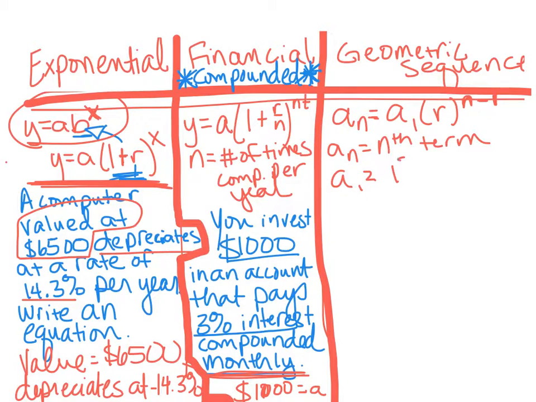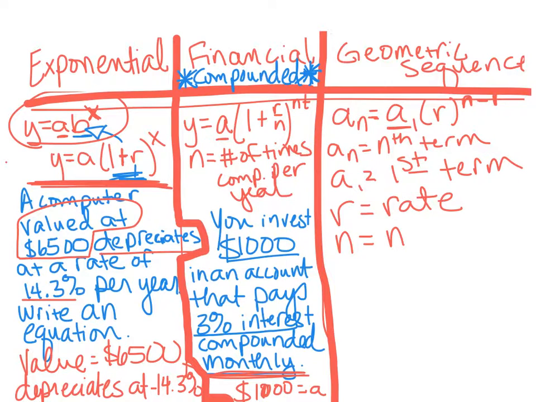A1 is your first term, so like all of them, this value here is always just your starting value. R is your common ratio, or your rate, and you don't need to add or subtract it in this because you're going to be getting it from the sequence, okay? So when you get it from the sequence, you don't need to add or subtract it from 1. And then your n is your position number in the sequence.